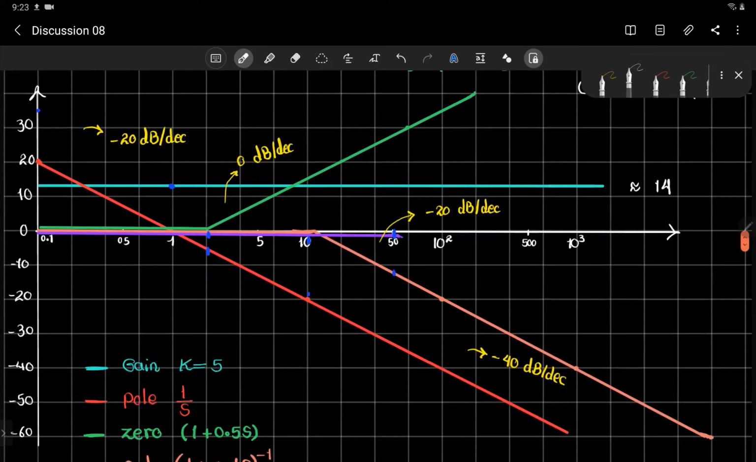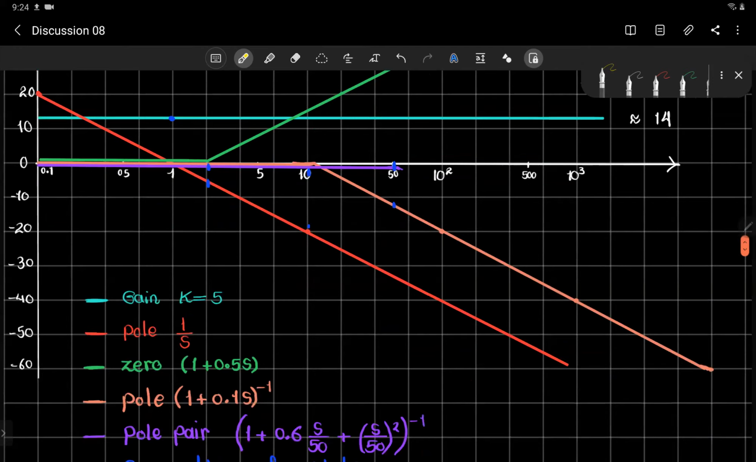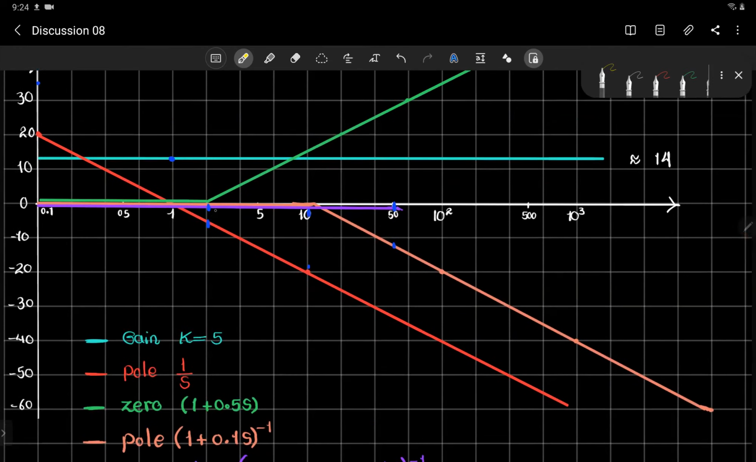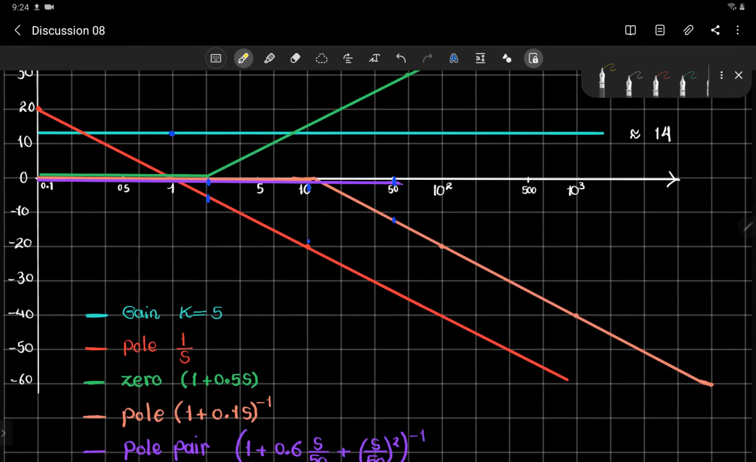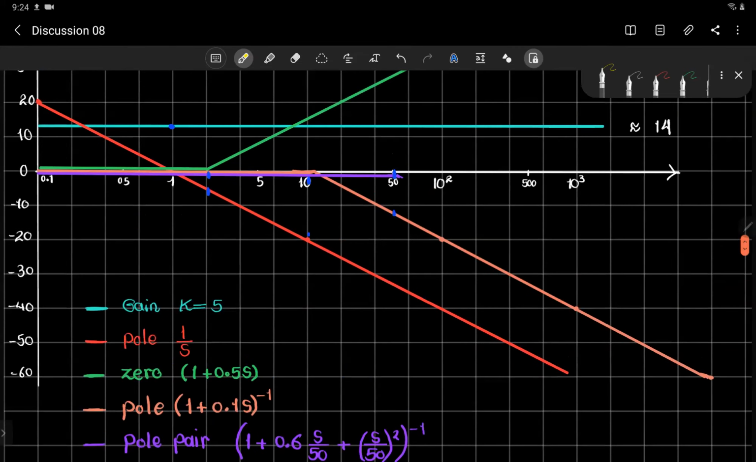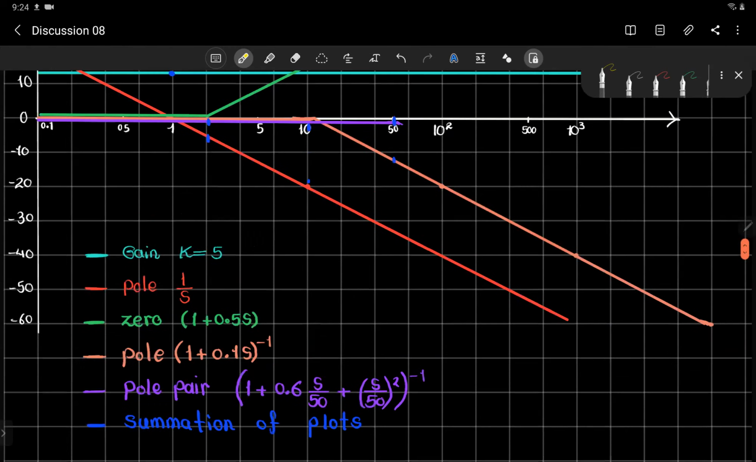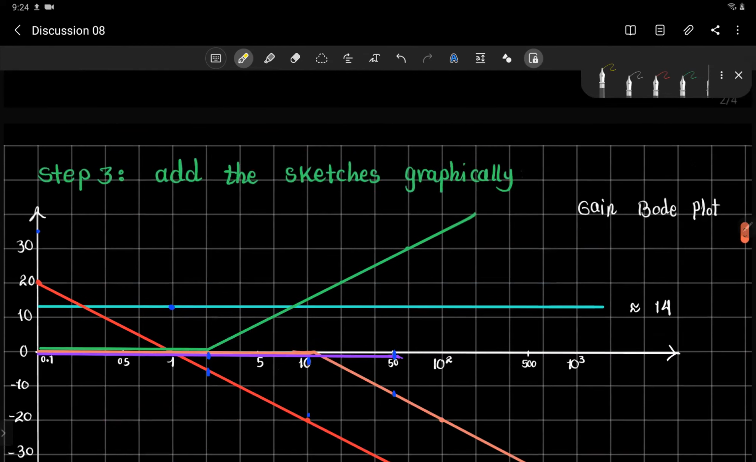And then the next factor is the pole at s equal to 0, and again it has a slope of -20. Where were we? Yeah, so the second factor is the pole. And then we have the zero which has a breakaway frequency of about 2, somewhere here. And then we have the pole at s equal to -10. This is the breakaway frequency. The pole pair has a breakaway frequency of 15. And then we sum all the plots using the blue color.